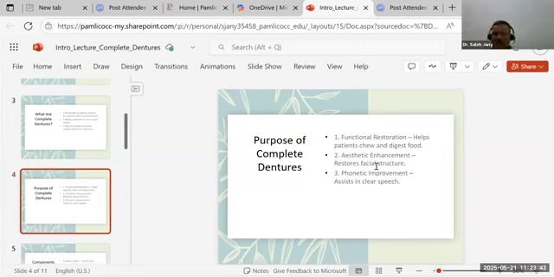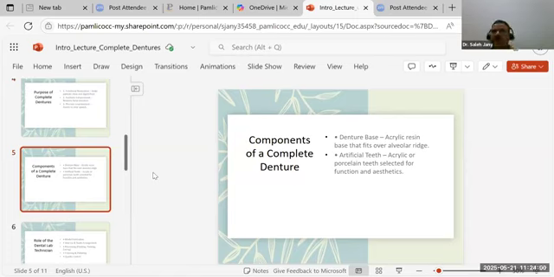So we need to replace the function, which is most important. They cannot chew and digest food, and we restore the aesthetic, phonetics, and speech. That's important too.